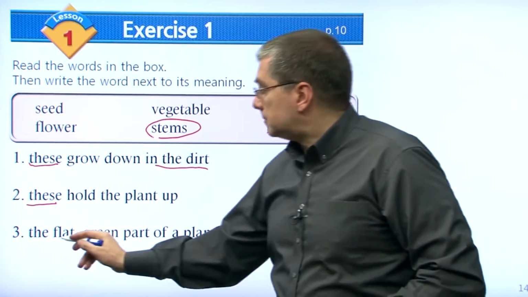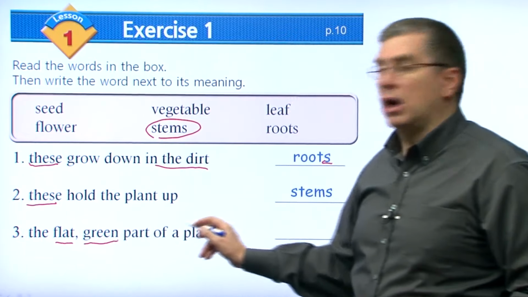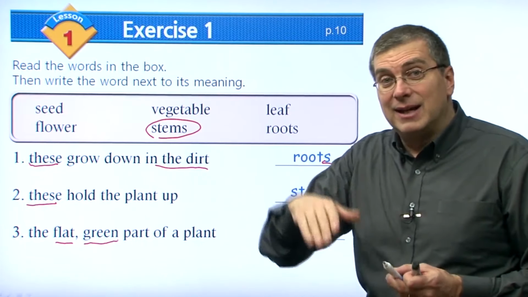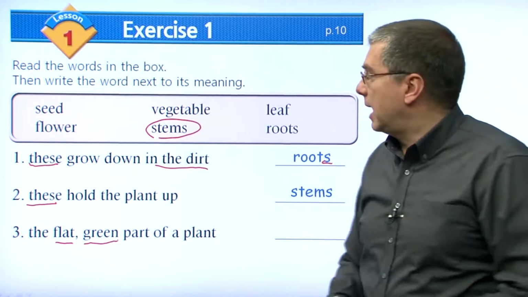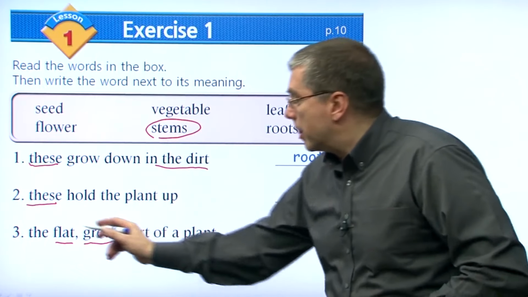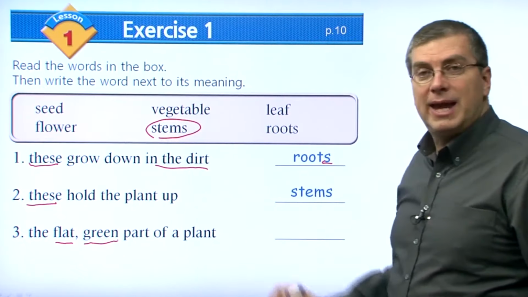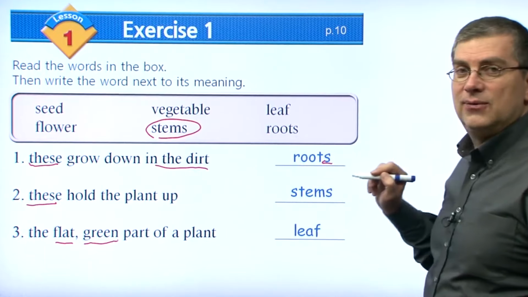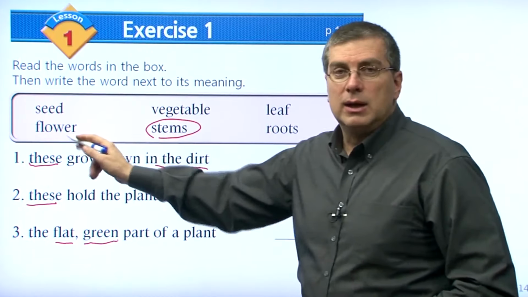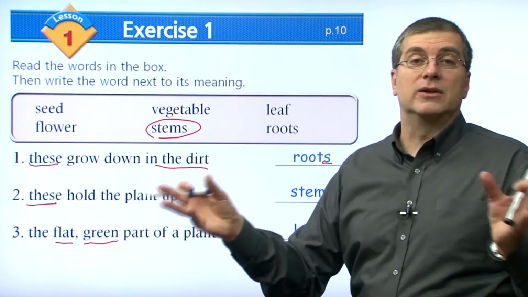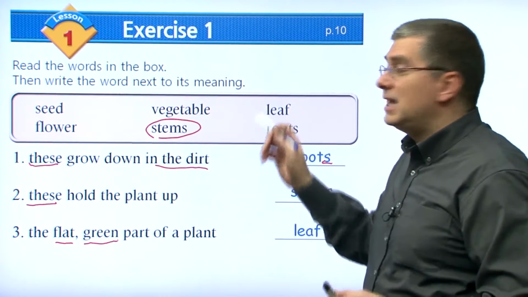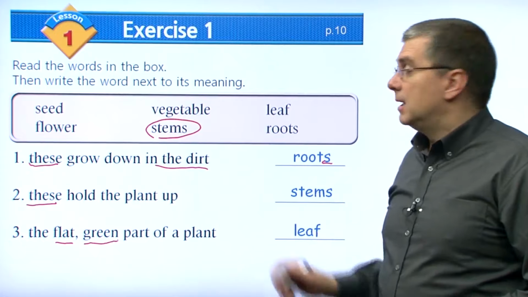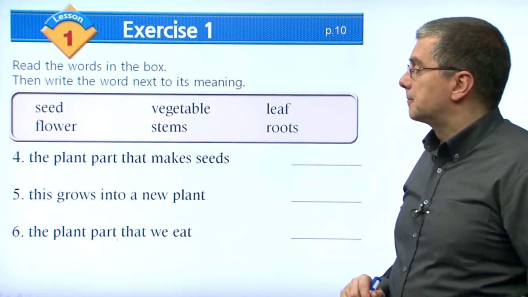Okay, number three, flat green part of the plant. So it's the green part of the plant. It's flat. And there are many of them, but we're just looking for one here. The flat green part of a plant. We're looking for leaf. Not flower, because flower has many different colors and many different shapes. But leaves are usually flat and they're green. Leaf. Okay, let's move on to number four.